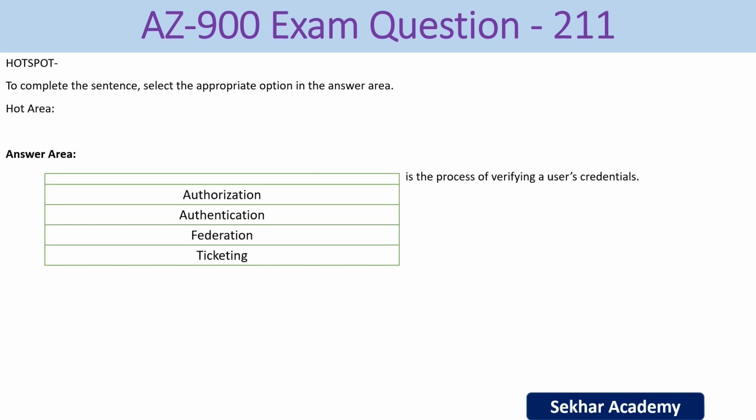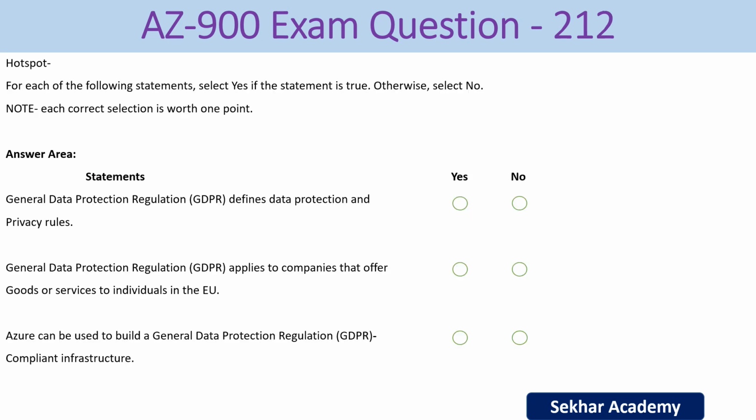AZ-900 exam question number 211. To complete the sentence, select the appropriate option in the answer area. To choose the right option: blank is the process of verifying a user's credentials. Options we have: authorization, authentication, federation, and ticketing. So here we need to verify the user's credentials. So the right answer is authentication. Authentication is the process of verifying user credentials.